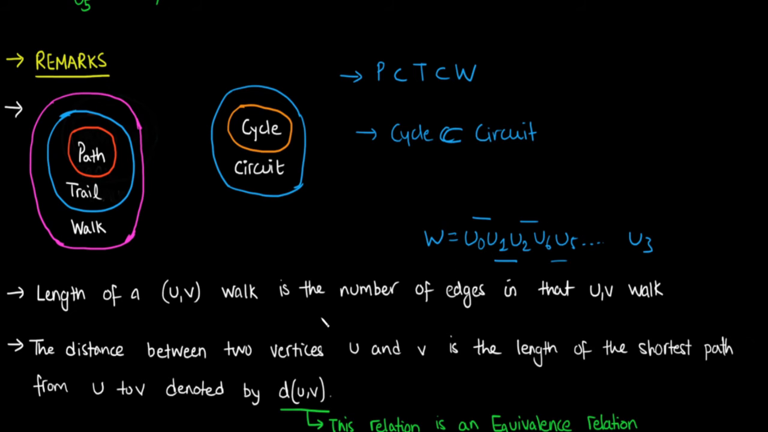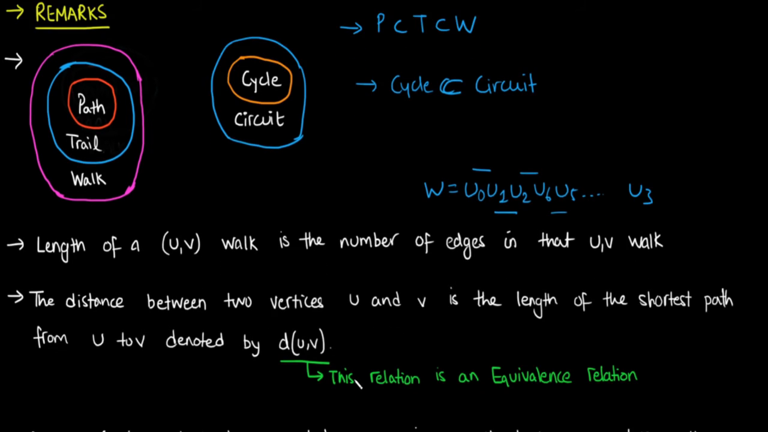So the distance between two vertices u and v is the length of the shortest path from u to v, denoted by d(u,v). This relation d is an equivalence relation, and the shortest path from u to v is called the distance between those two vertices.